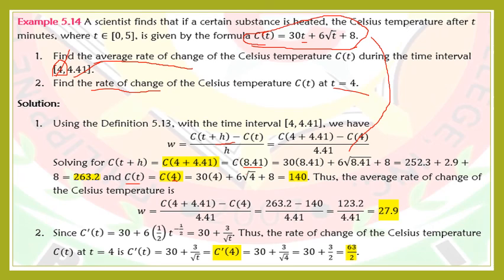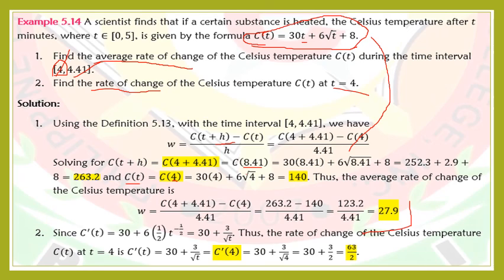Thus, the average rate of change of the Celsius temperature is W is equal to, okay, bring down lang natin, C of 4 plus 4.41 is equal to 263.2 minus 140 over 4.41, which is equal to 27.9.